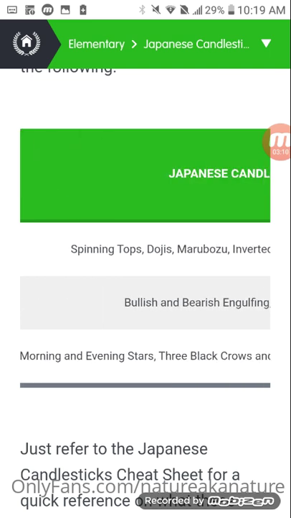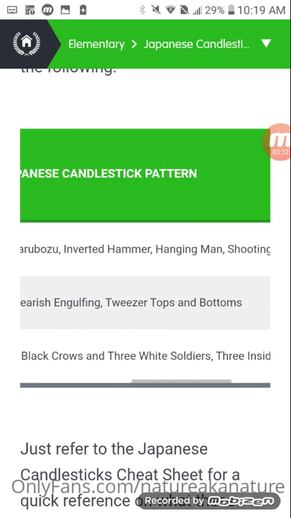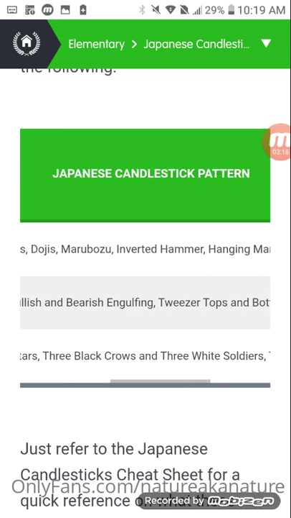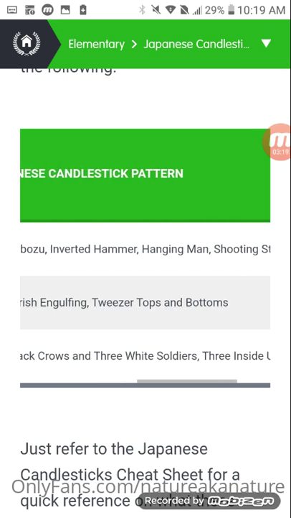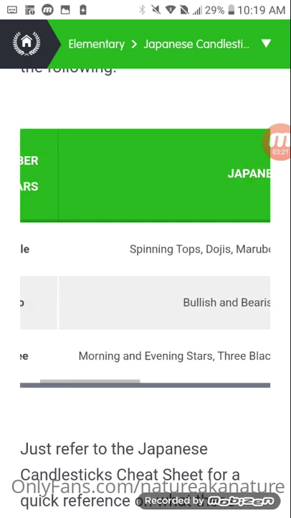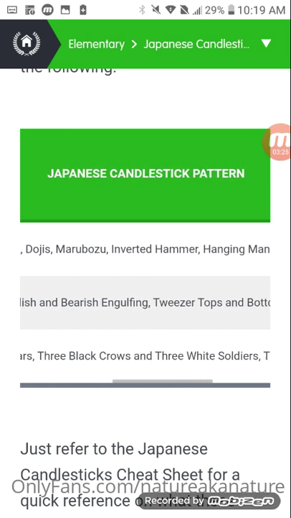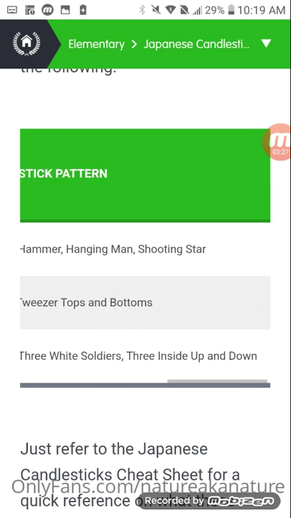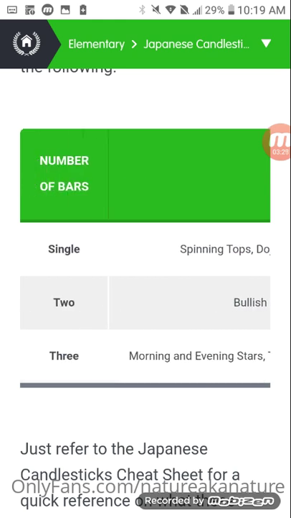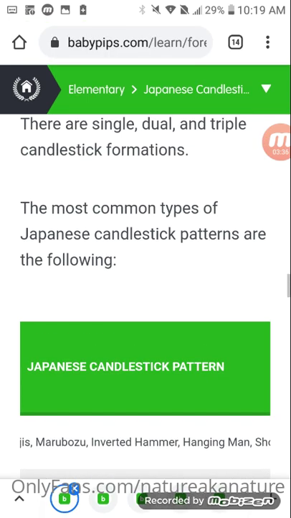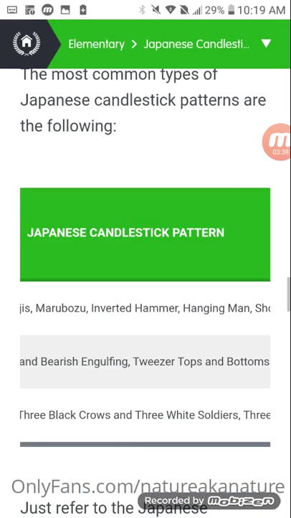For dual candlestick patterns, we have bullish and bearish engulfing, tweezer tops and tweezer bottoms. And for triple candlestick patterns, we have morning star, evening star, three black crows, three white soldiers, and three inside up and down. So there's more, as we already know. We went over it in the earlier videos, but these are the summary of the most common types of Japanese candlestick patterns that you're going to see.